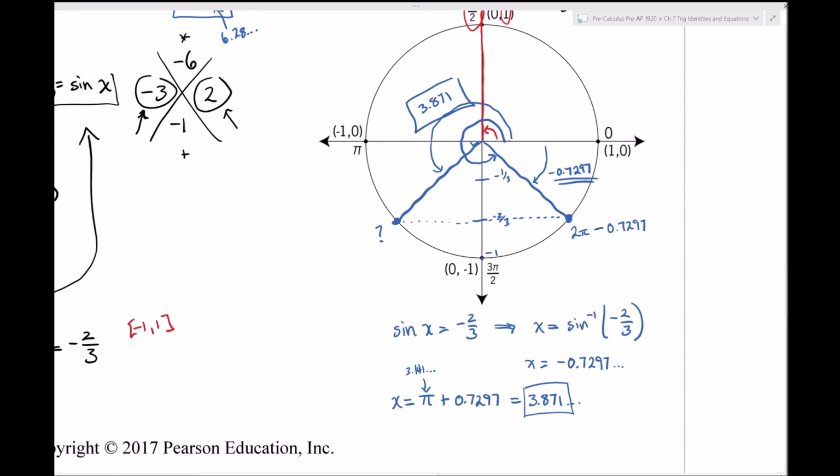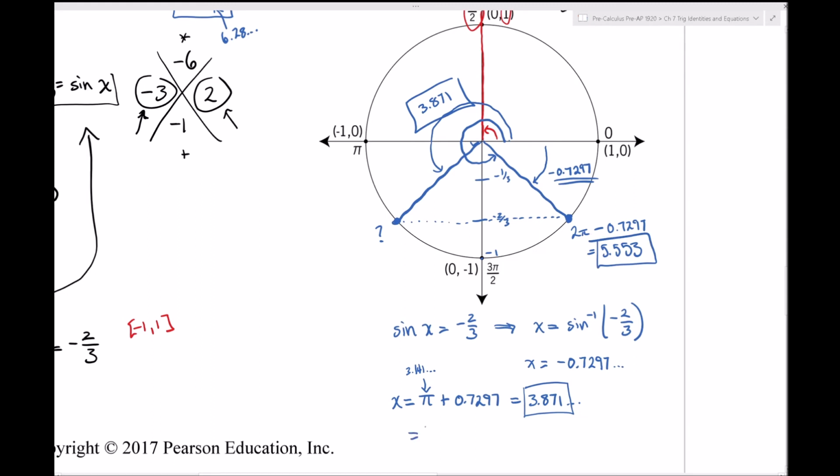Negative 0.7297-ish. So 2 times pi is what I'm typing into my calculator. And then minus that value that we got initially. And I'm getting... Now that looks wrong. What did I do? Oh, I didn't type it in right. I put a times symbol instead of a minus symbol or a plus symbol. And there we go. I'm getting 5.553 something something, and that's the other one that we want.